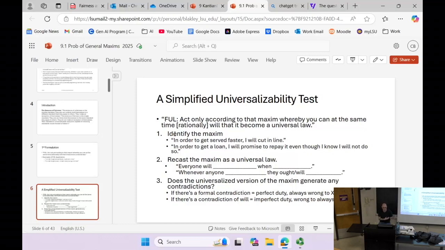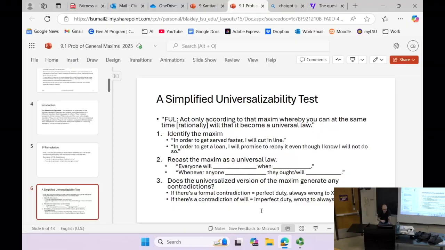Here it's based on a contradiction of some kind, right? So two different examples: identify the maxim, recast the maxim as a universal law. That's the second step. So it moves from just me to everyone will cut in line to get served. Everyone will cut in line when they want to get served faster. Whenever anyone needs to get a loan, they'll make a lying promise to get the loan, right? So it's just moving from I'm doing this, one individual's doing this, to then everybody's doing it, right? That's the first two steps.